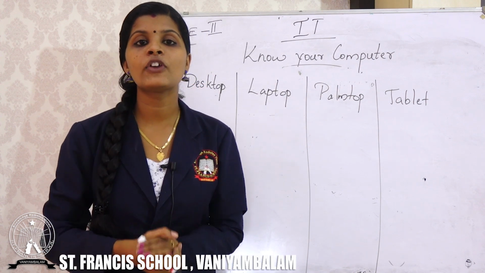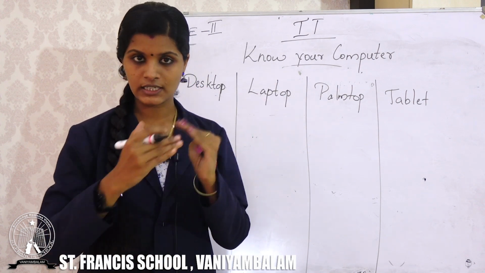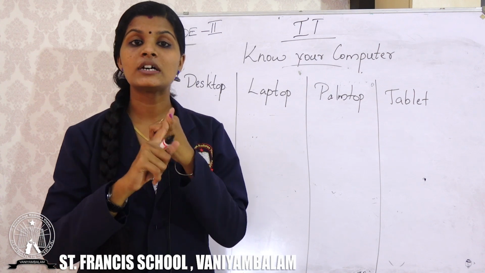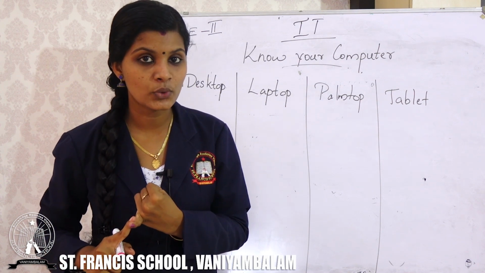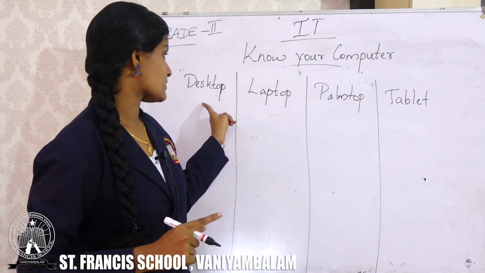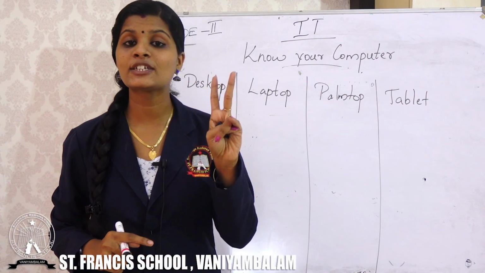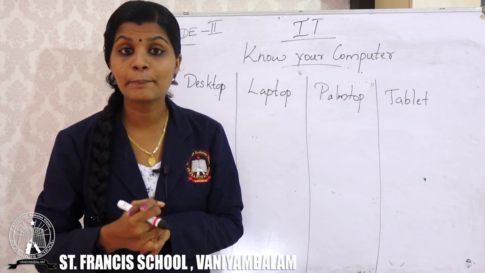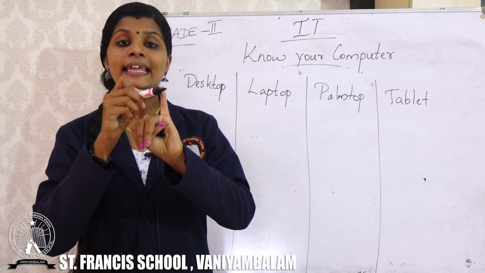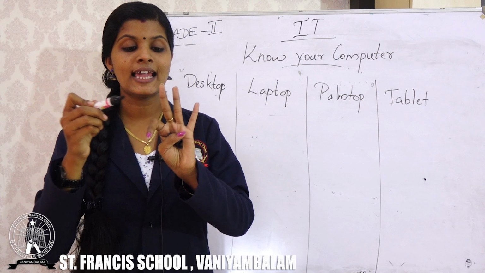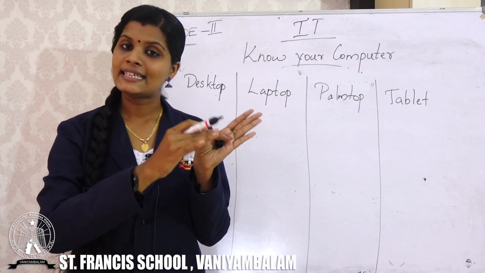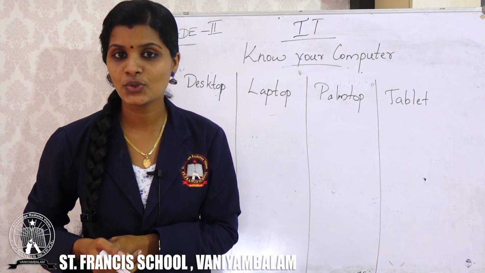So hope all of you understood the chapter, today's class, that is the first one is types of computer, 4 types: desktop, laptop, palm top and tablet. What is the second topic? Working of a computer. There are 3 steps: input, processing and output. These are the portions we have discussed today.